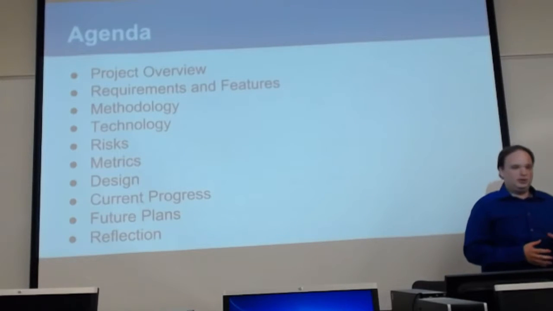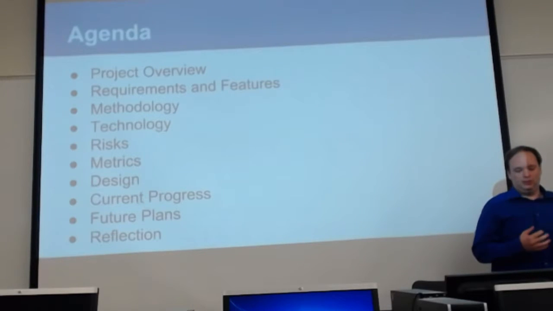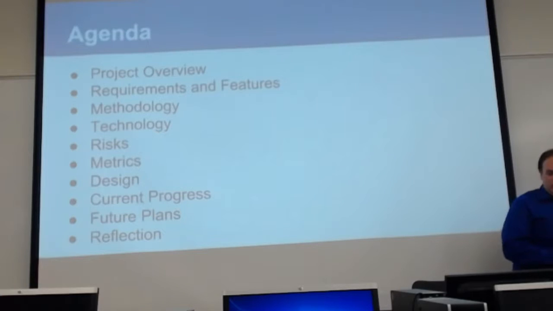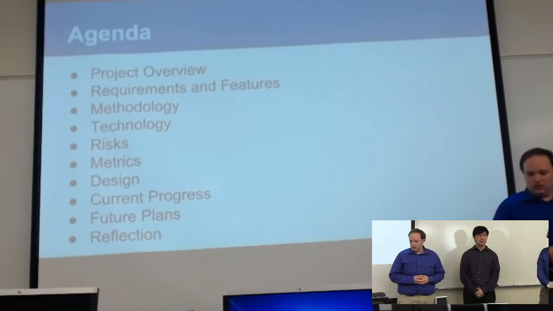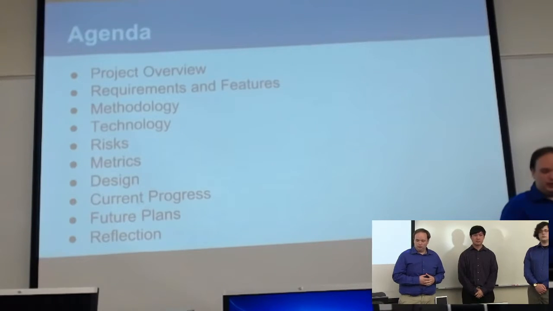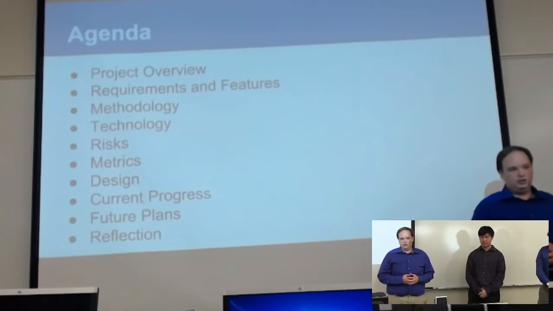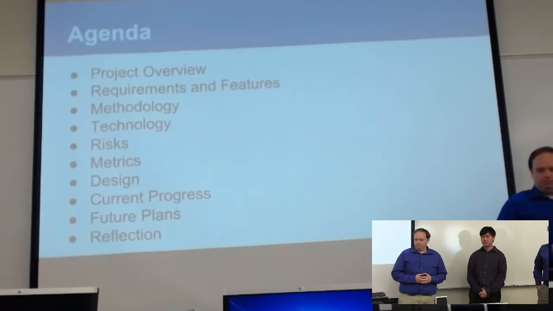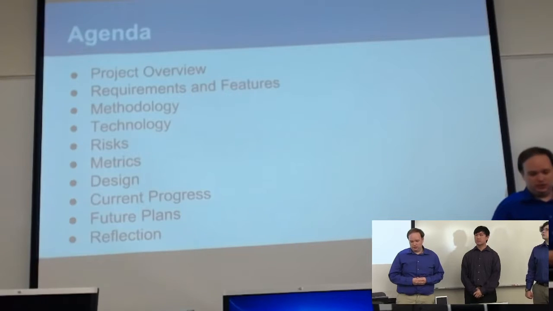So we're going to talk a little bit about the requirements elicitation process that we began when we first started the project, as well as the features, sort of top-level business features that we got from that process. We'll talk about the methodology that we chose to facilitate the project itself, and then we'll talk about technology, risk, and metrics that we've been using so far, as well as our plan to sort of amend those things as we go on to the second term.